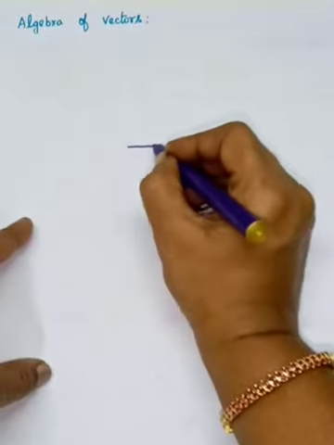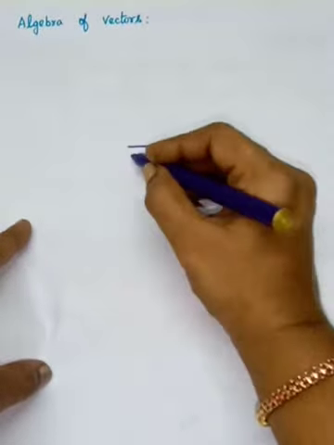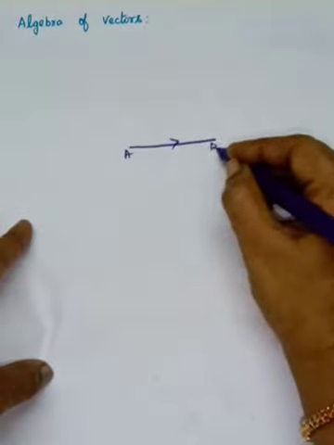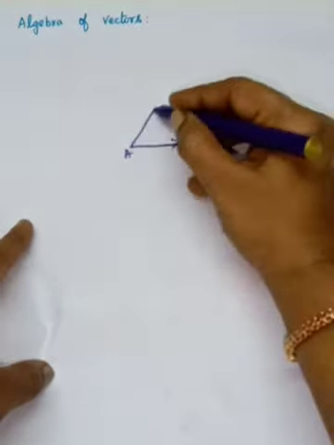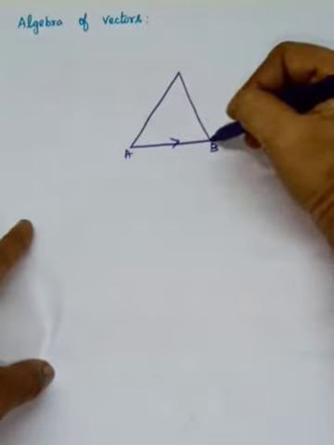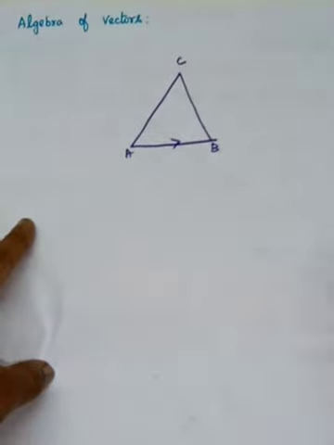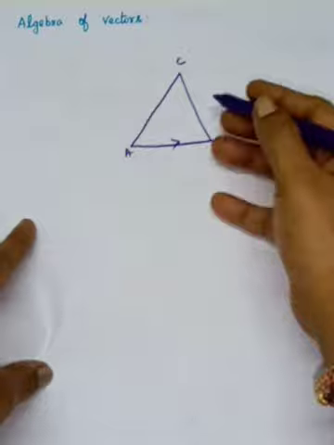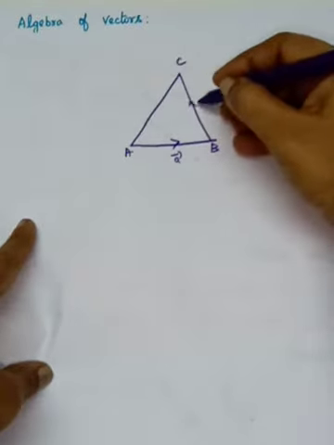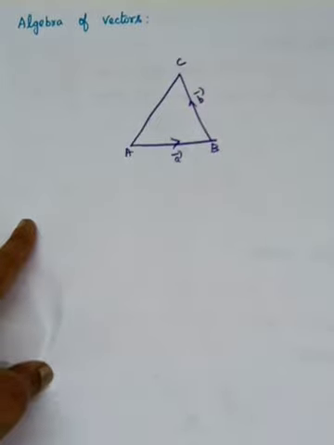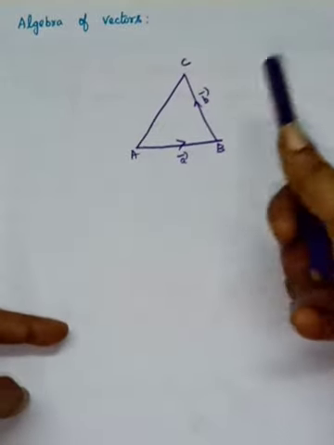So AB vector is one vector. Now if I draw the triangle ABC, two sides, I am going to take AB and BC. So AB vector is A vector and BC vector is B vector.